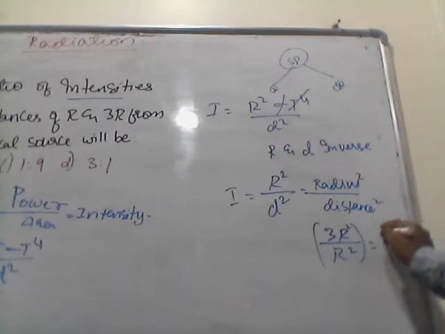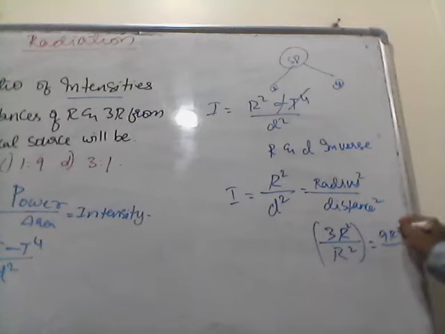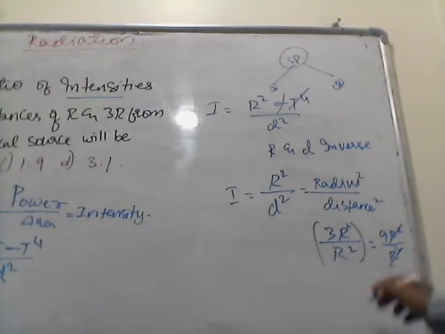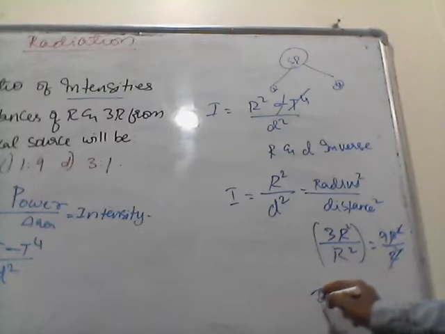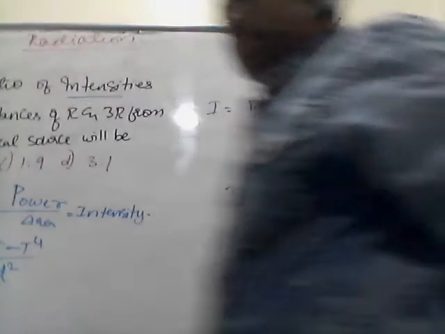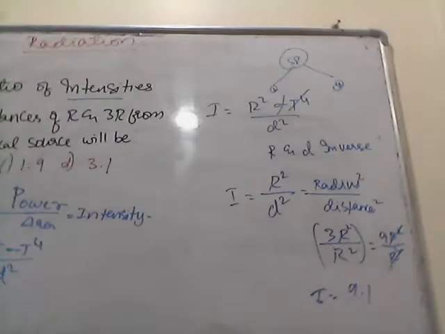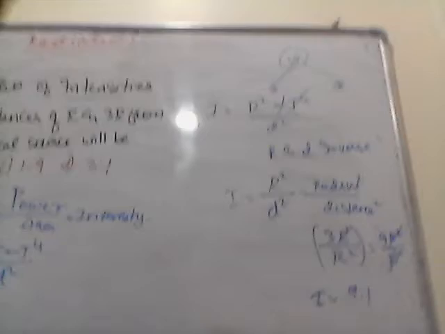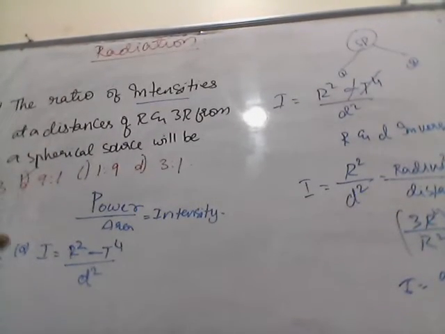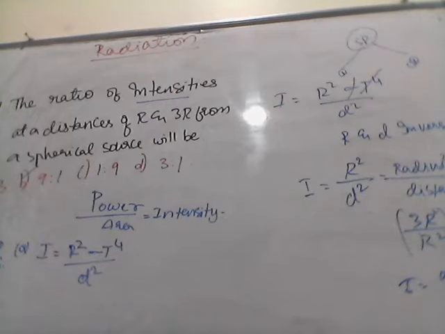So now here, 3r square by r square. 3r square means it will become 9r square by r square. Yes, r square cancels. So I get intensity as a 9:1 ratio. So the ratio of the intensities here is 9:1. So in the given options, if we look, 9:1 is the correct option.